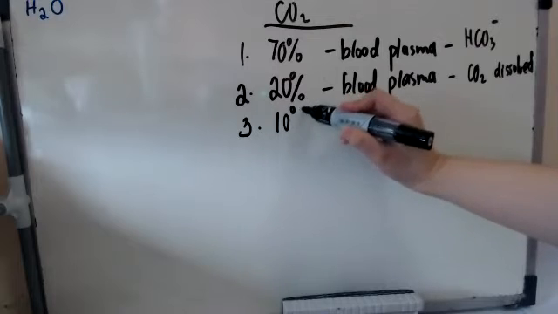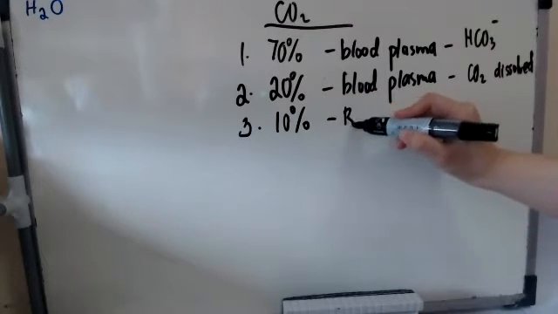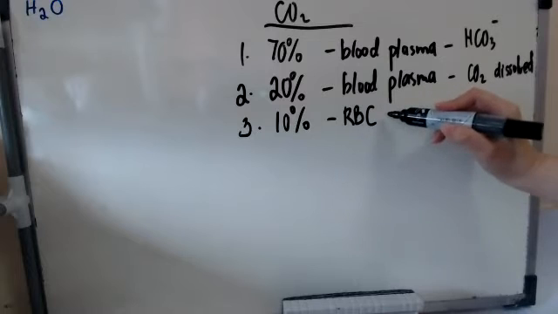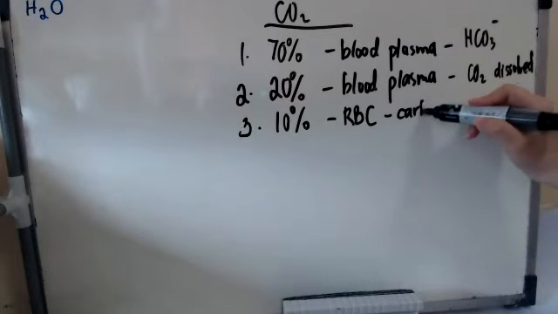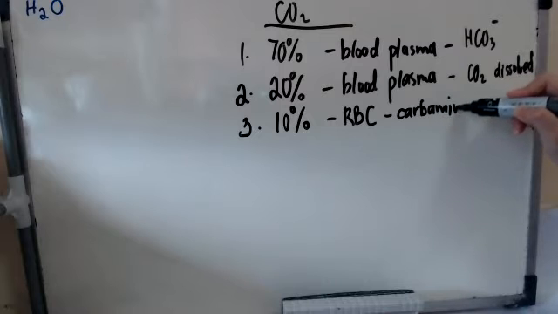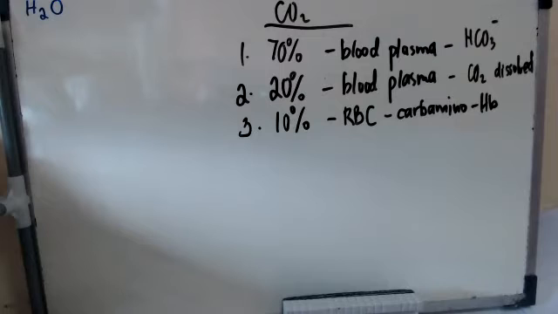10% is through the hemoglobin, that is the red blood cell. It will bind to hemoglobin and form carbaminohemoglobin. So these are the three ways of how carbon dioxide can be transported from the body cells to the lungs. This one is quite straightforward.